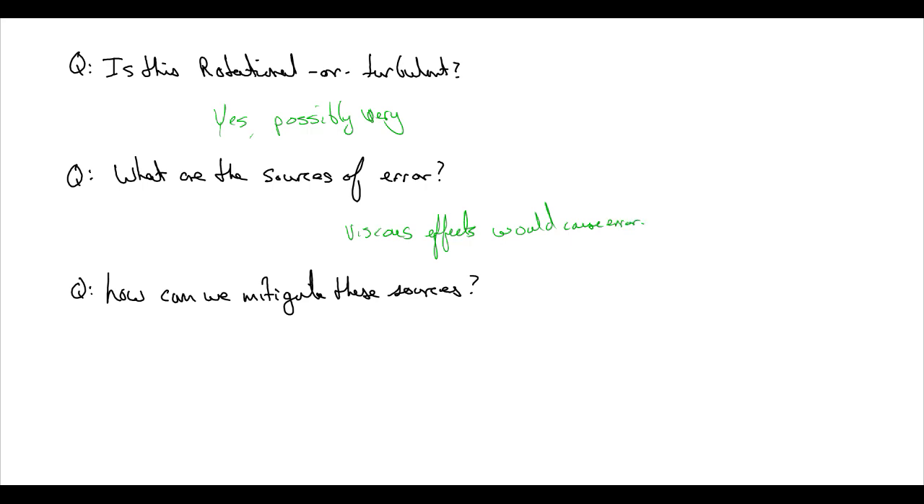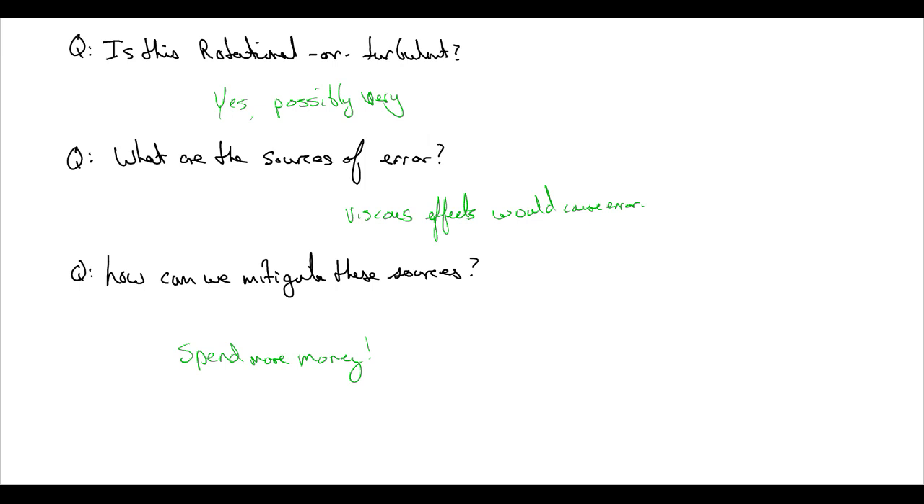There's also the fact, like I said, that we don't really know A2, and that requires its own model, which could add additional errors into the system. So how can we mitigate these sources? Well, the answer is spend more money. Almost always the answer, isn't it? We can use a better geometry.